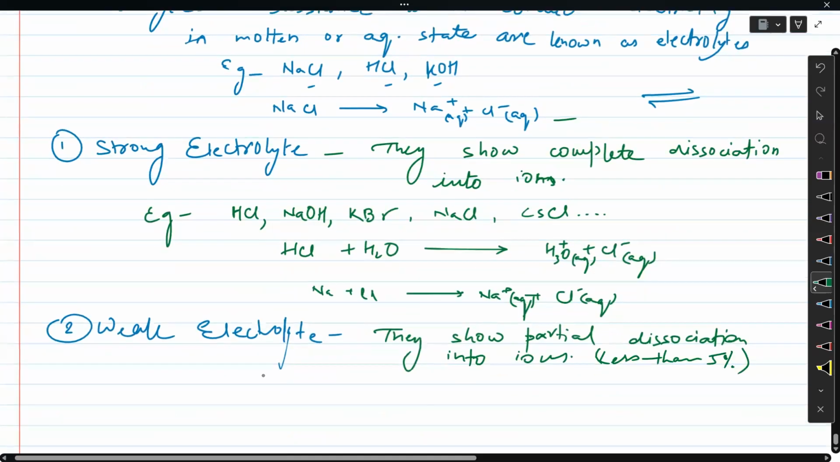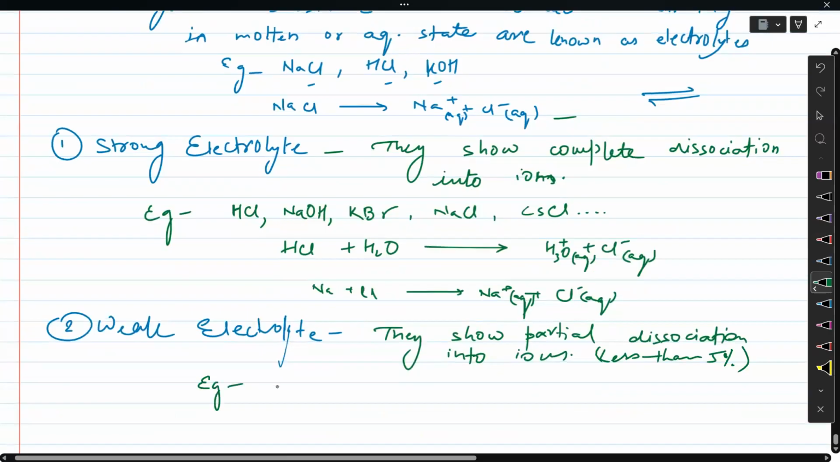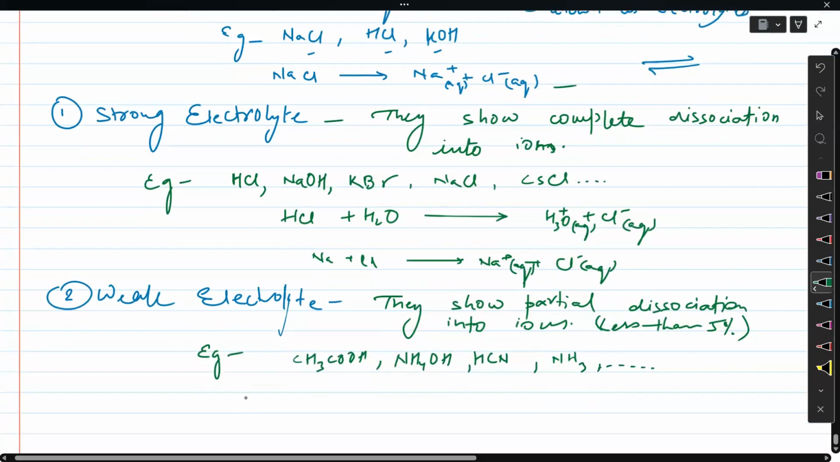For example, some examples of weak electrolytes: the most popular one is CH3COOH, acetic acid. Then we have, as a weak base, ammonium hydroxide. Then we have HCN, and NH3. There are several weak electrolytes like these. So what is meant by partial dissociation?